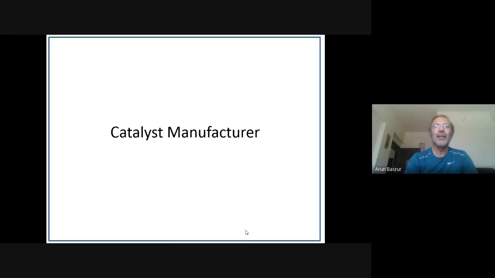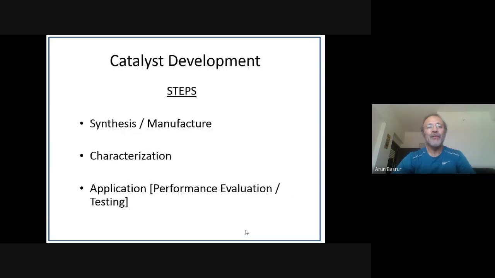Okay. Coming to the role of a chemical engineer in catalyst manufacture. In catalyst manufacture, you basically have 3 steps. One is synthesis, which is done at the lab scale, and then the same thing is called manufacture when you do it at the commercial scale. Next comes characterization. And the third is application. That is, you actually test the performance of the catalyst in a reaction skid.